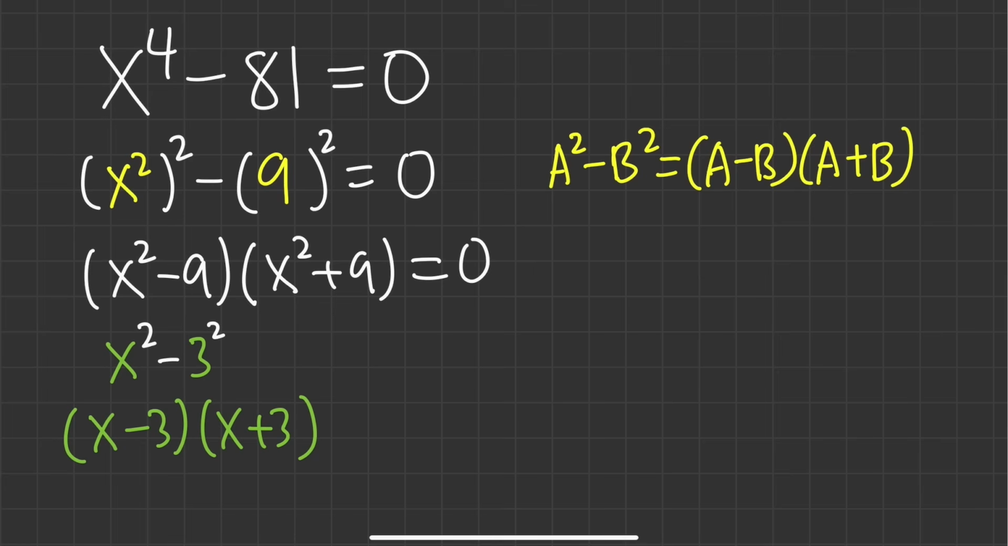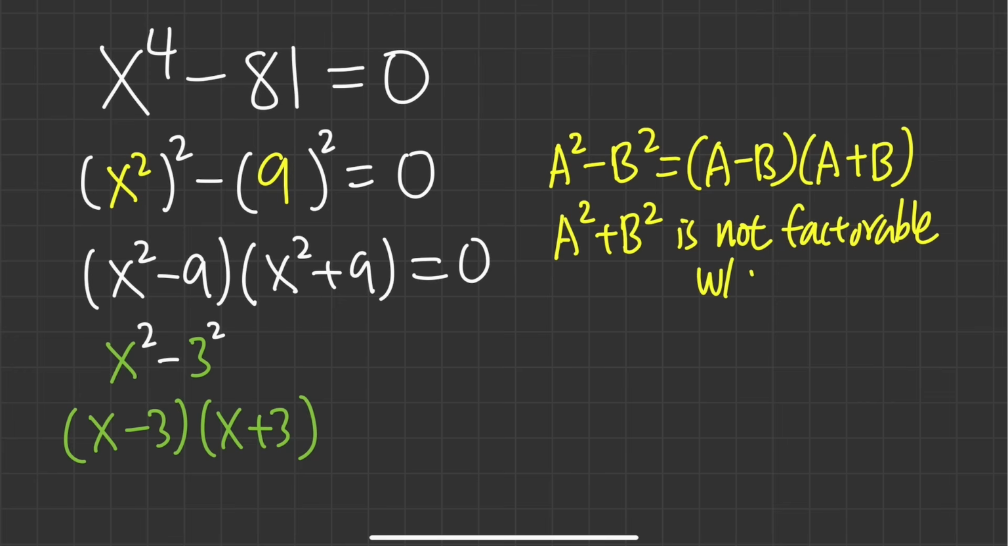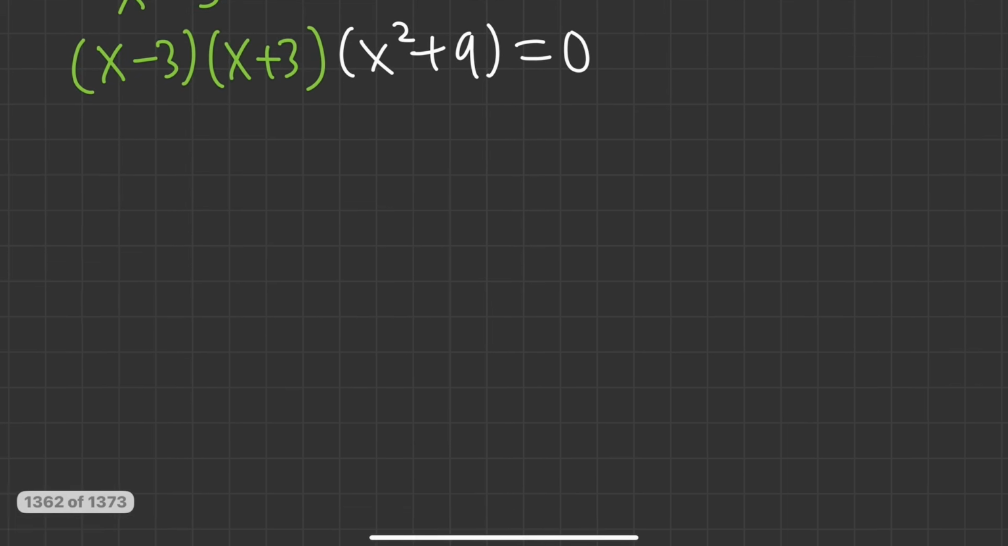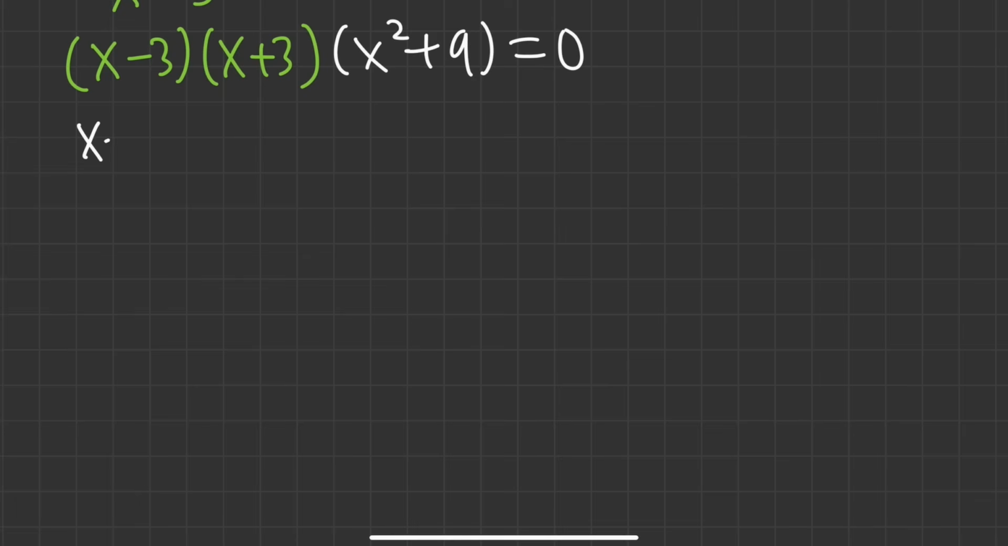But for the second one, when we have a sum of two squares, let me write this down, a squared plus b squared, this right here is not factorable. Technically, I should say with real numbers. You can factor it with the i, but maybe we can do that later. Right here, I'm just going to keep x squared plus 9, it's equal to 0. Now, we have all this factored, and then all we have to do is just set each one equal to 0 and then solve them individually.